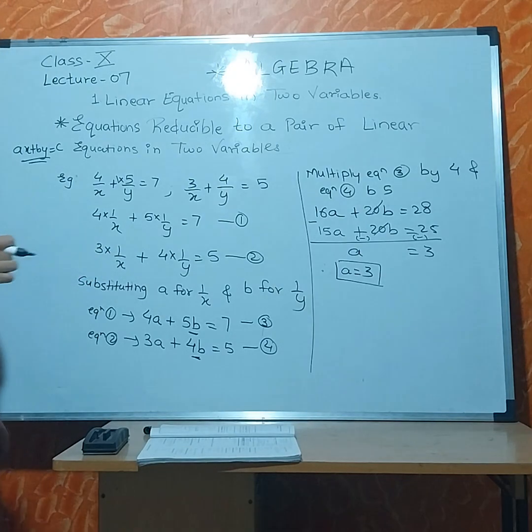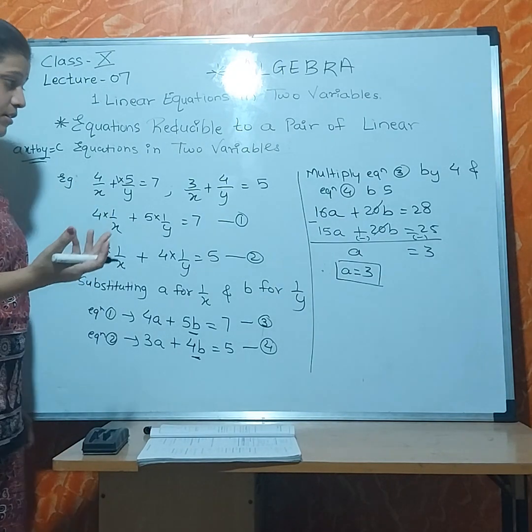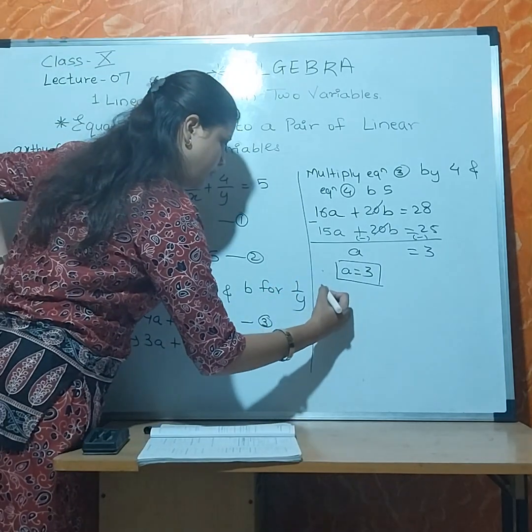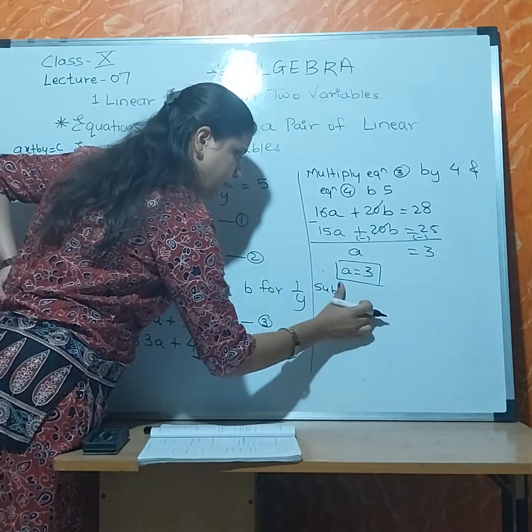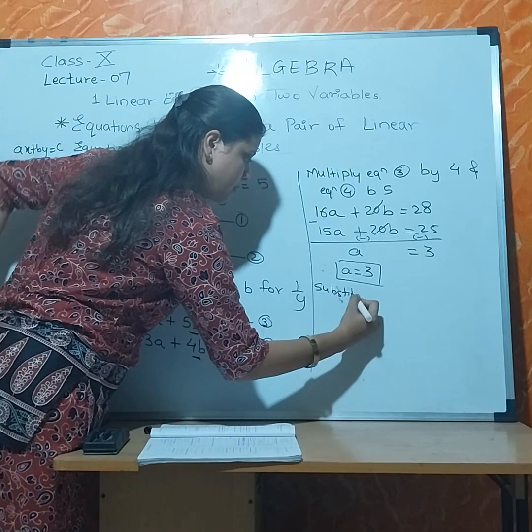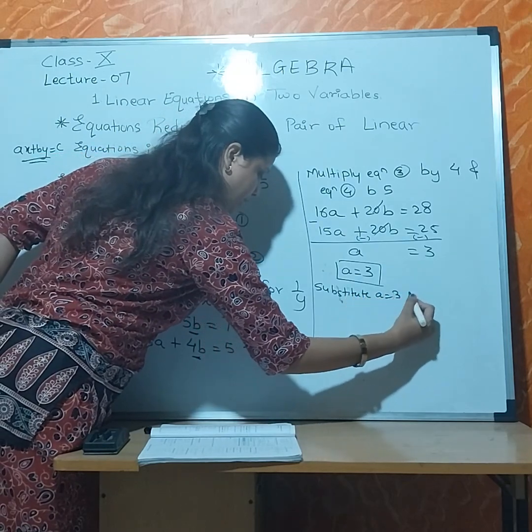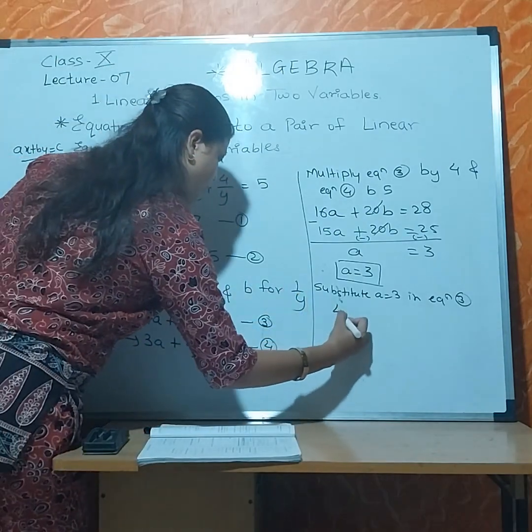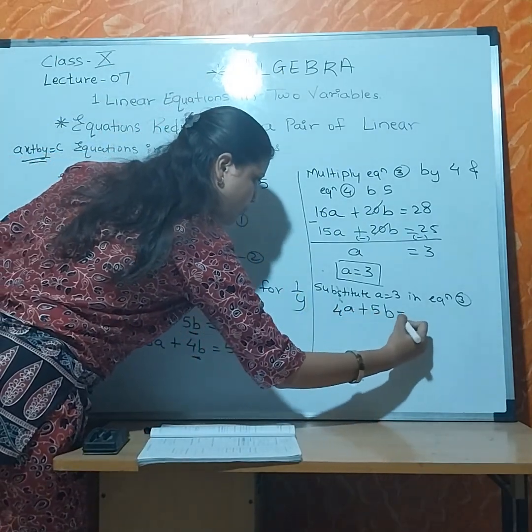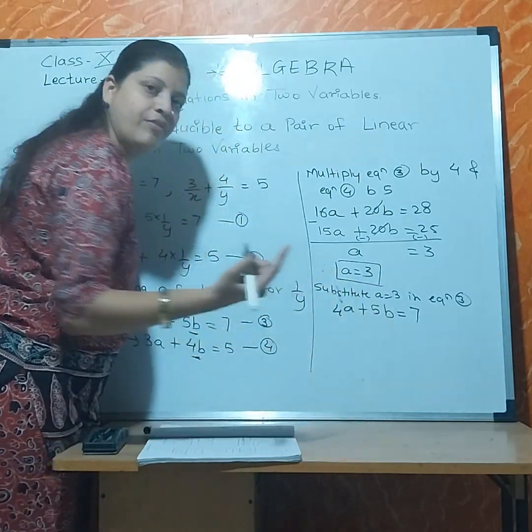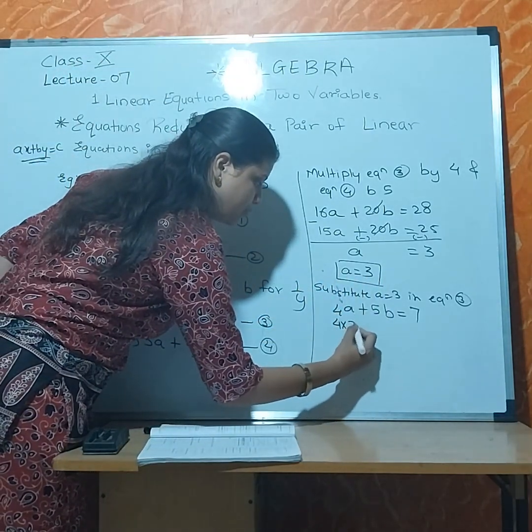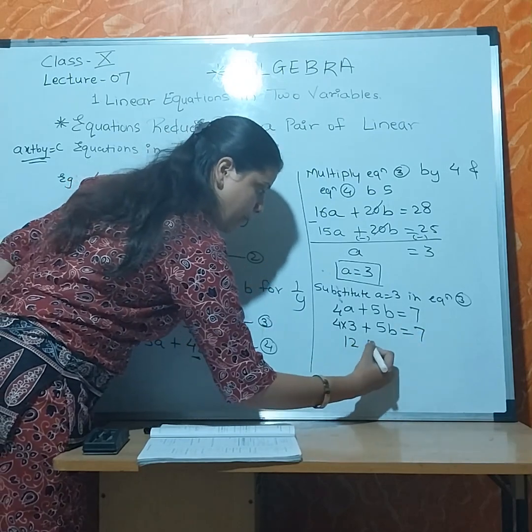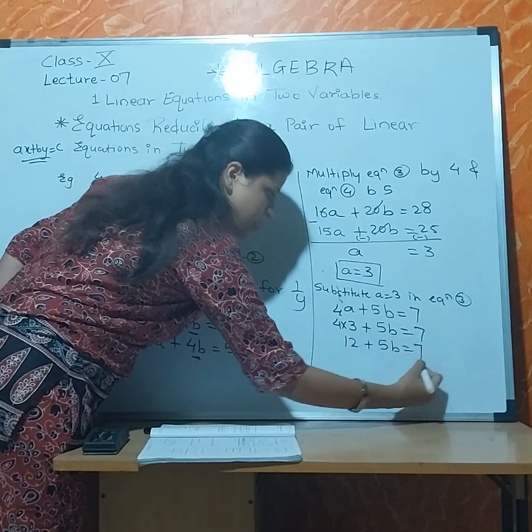Now how to find the value of b? We can put a is equal to 3 in any equation. So let us substitute a is equal to 3 in equation number 3. So what is equation number 3? 4a plus 5b is equal to 7. So in place of a we will substitute 3. 4 into 3 plus 5b is equal to 7. 4 3s are 12 plus 5b is equal to 7.